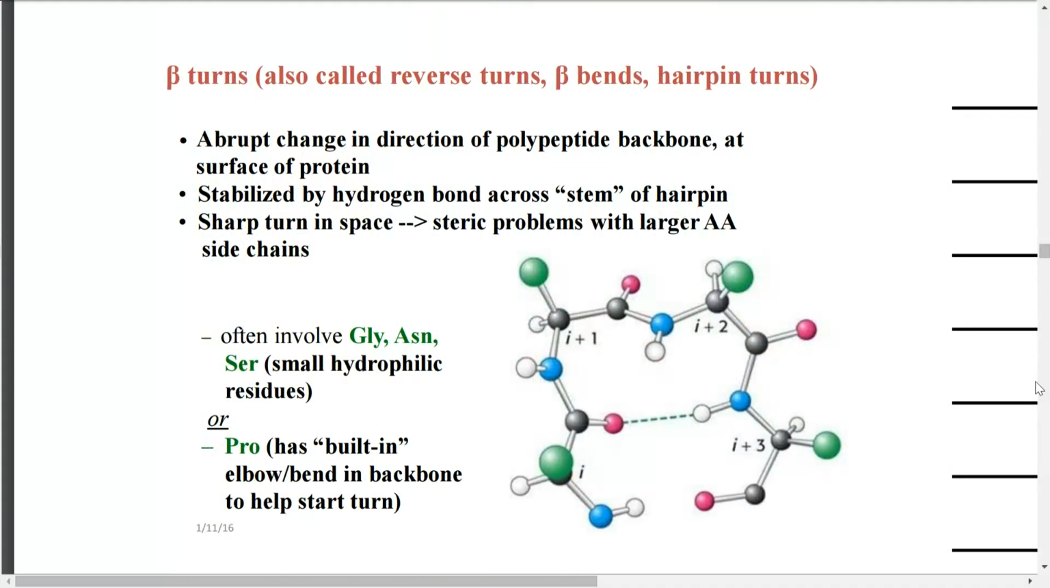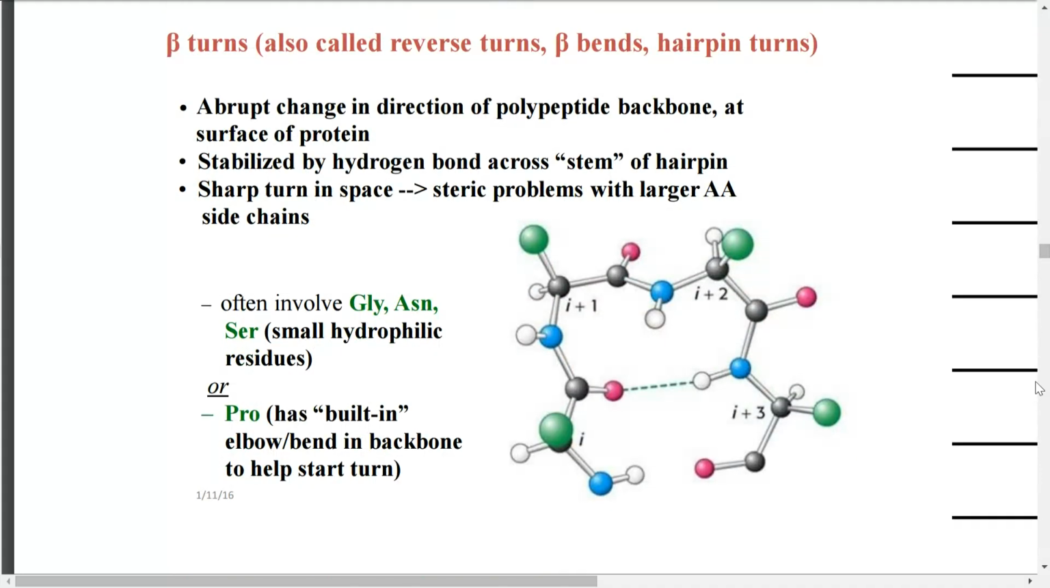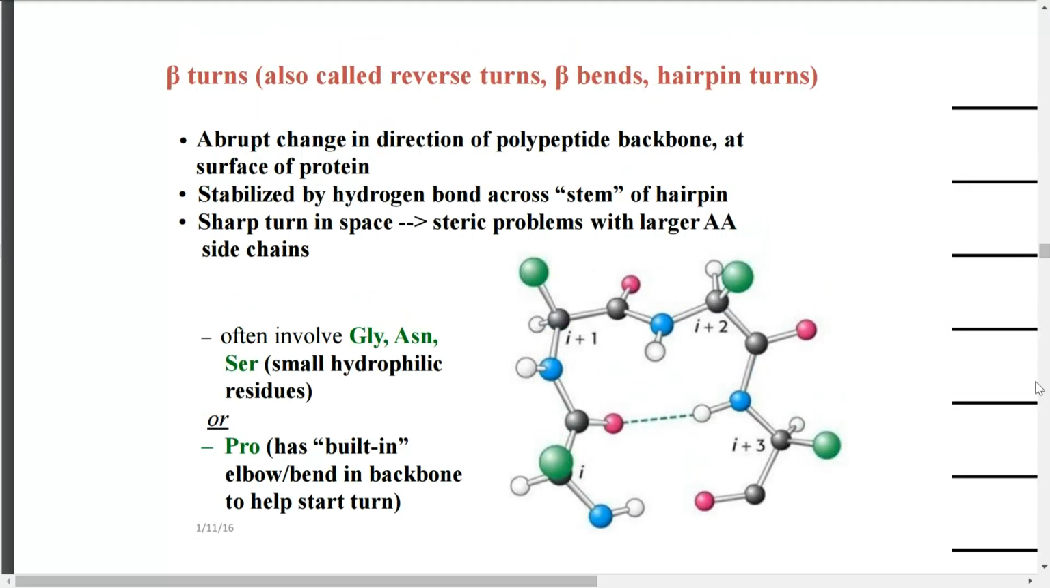Okay, we have all sorts of weird things. We've got beta turns, sometimes called reverse turns, which is just an abrupt change in the direction of the polypeptide. Often these are caused again by introducing amino acids like proline, or very small amino acids like glycine, asparagine, and serine, which are small hydrophilic residues. All of these things introduce a rapid turn.